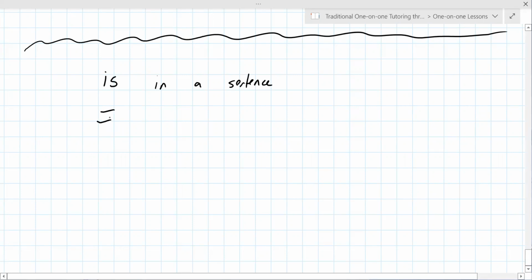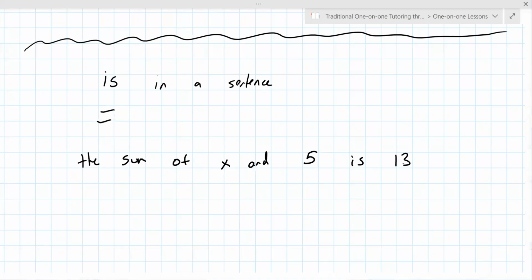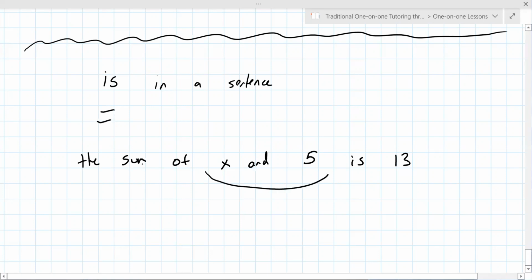So whenever you see the word is, you're going to use an equal sign. So we're going to go back to one of our first questions, which is the sum of x and 5 is 13. Okay. So we can start out by writing, how do you write x and 5 with the sum? How do you write that?